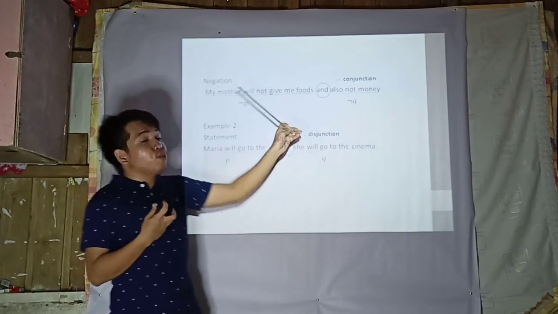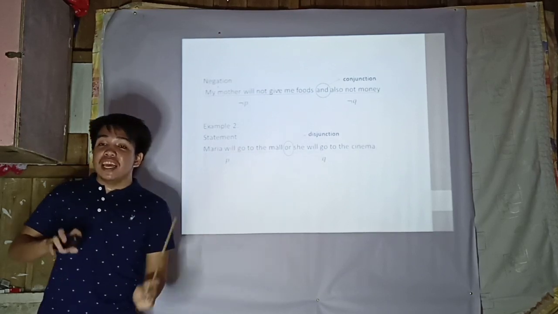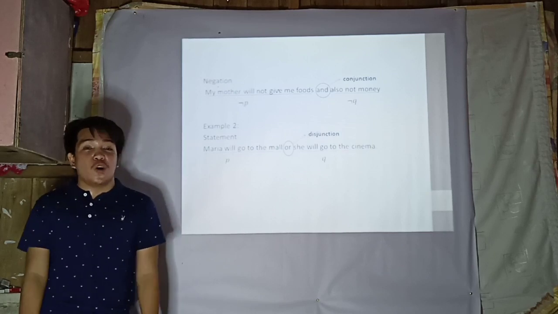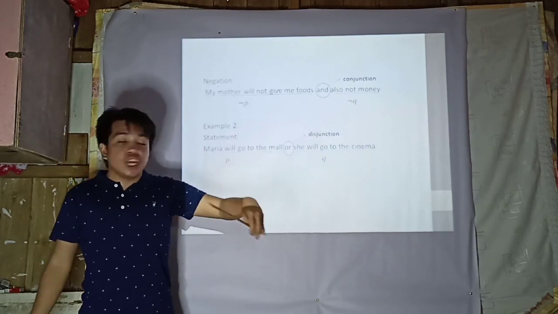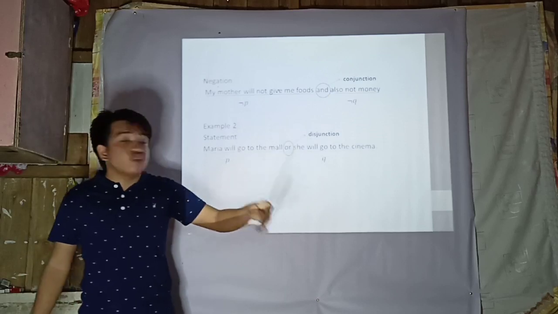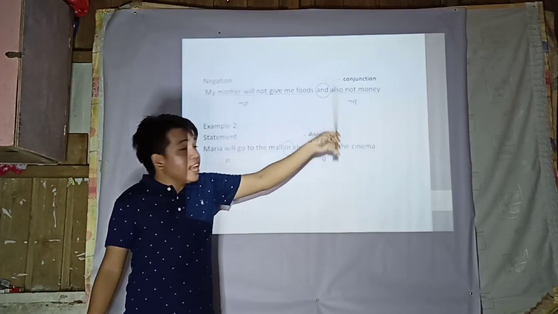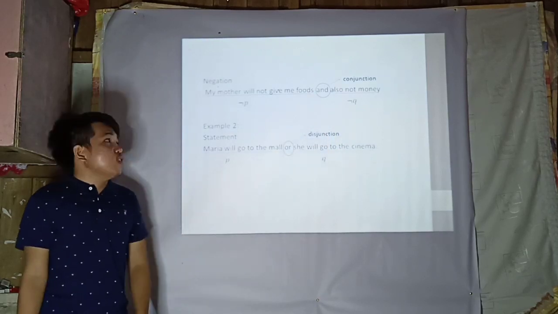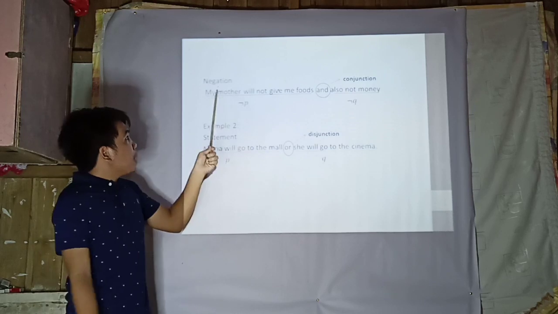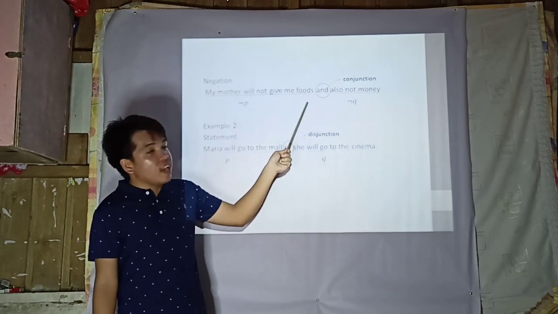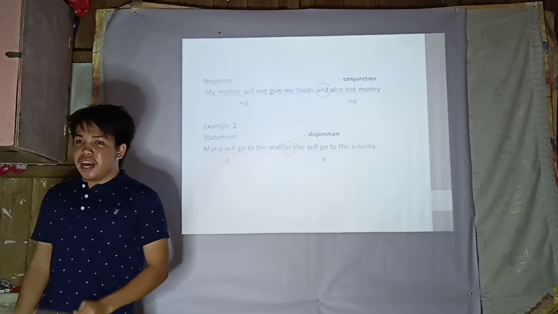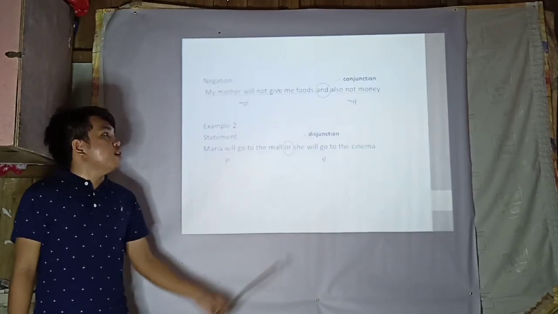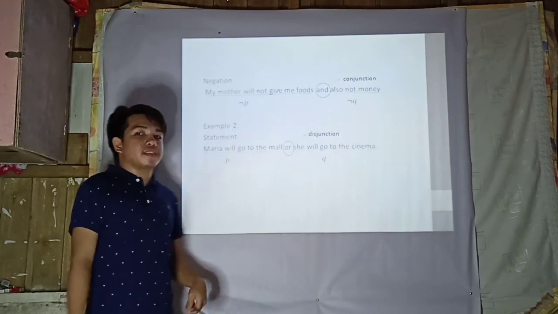So from this disjunction, we negate this disjunction into conjunction. So the logical operator symbol denotes conjunction, and conjunction is an and statement. So the negation is: my mother will not give me foods and also not money. Okay, that is for example number 1. Okay, example number 2, let's proceed.